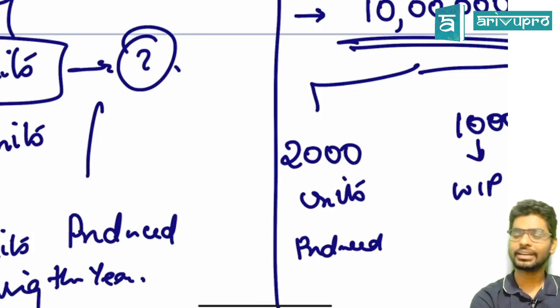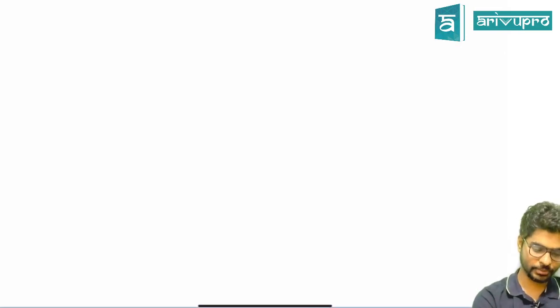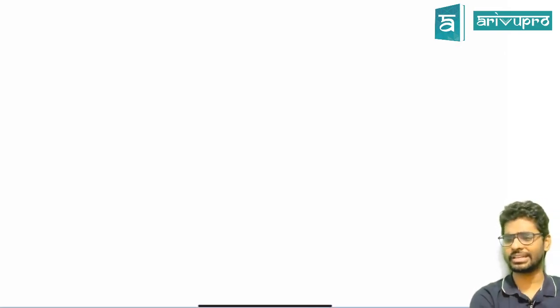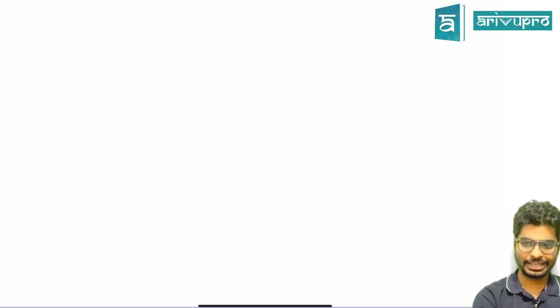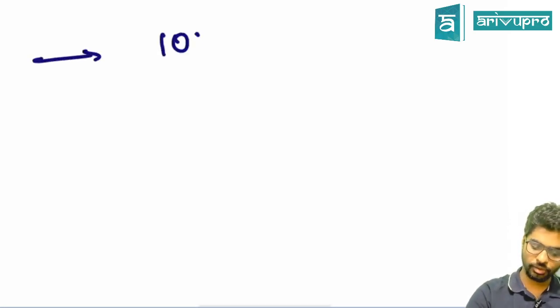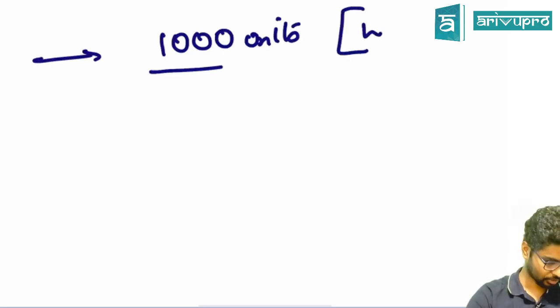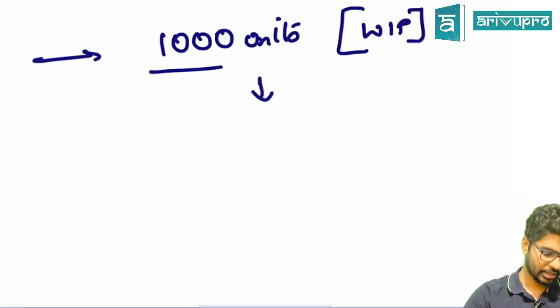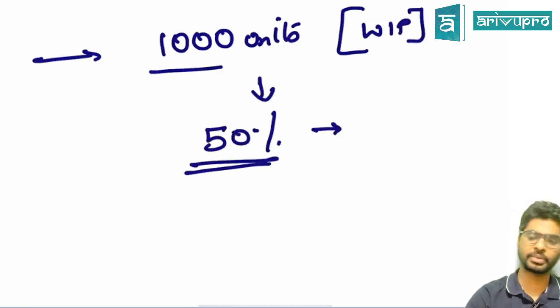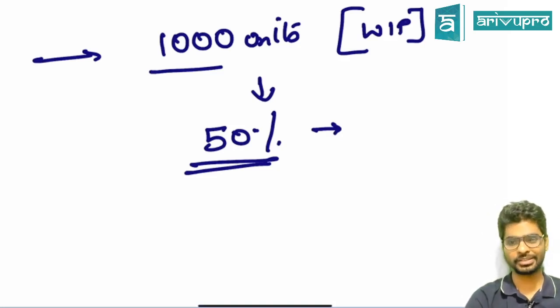Okay. Now guys, I'll try giving a very simple example to understand what is this work in progress. What are equivalent units of completion? Let's say I produced 1000 units, that is my work in progress. If I say work was completed to an extent of 50%, work was completed to an extent of what? 50%. What does this mean?